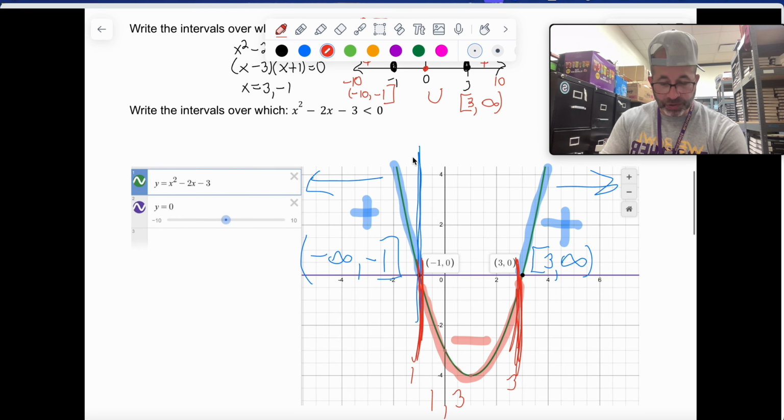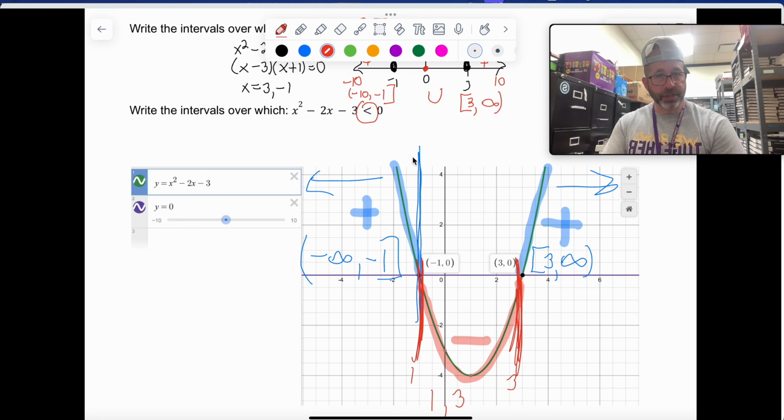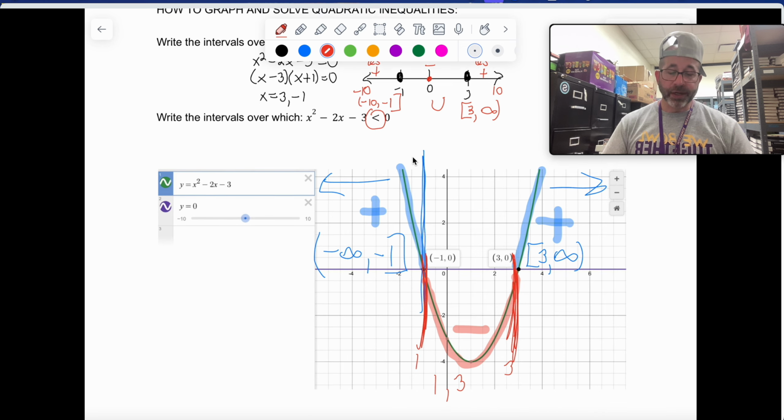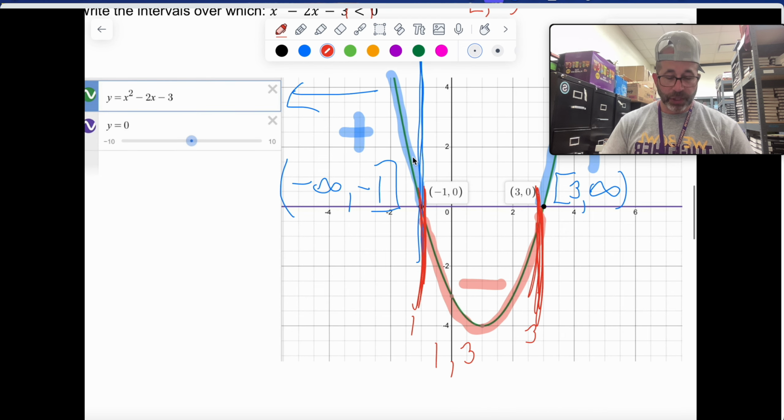Now, because we have a less than sign, we don't have the equal, we just have the less than sign, we do not include those values. And so we go ahead and put 1 and 3 for the interval.